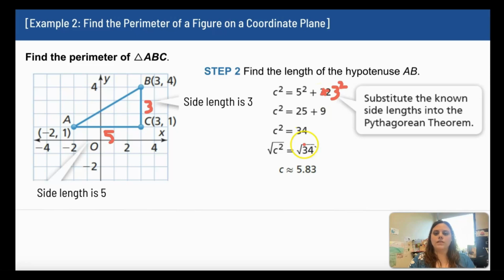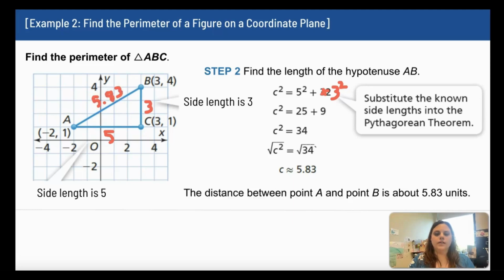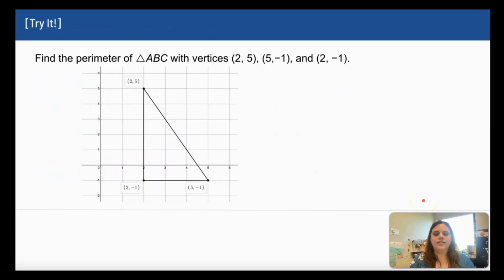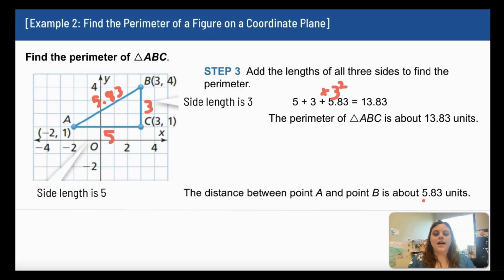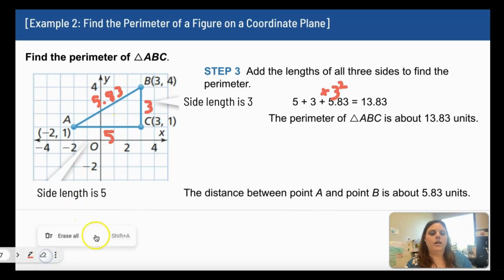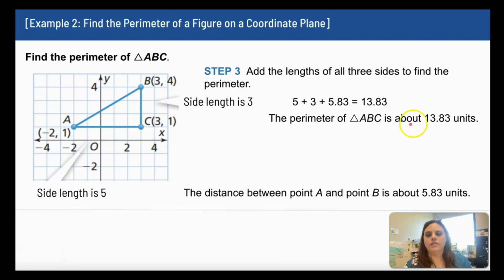We're still going to find the square root, and when we use our calculator to help us, we get 5.83. So now we know that this length is 5.83. Now we can add up all three lengths to get our total perimeter. So the perimeter is 5 plus 3 plus 5.83. Adding up all three of those lengths, we get 13.83. So the perimeter, the answer to our problem, is 13.83 units.